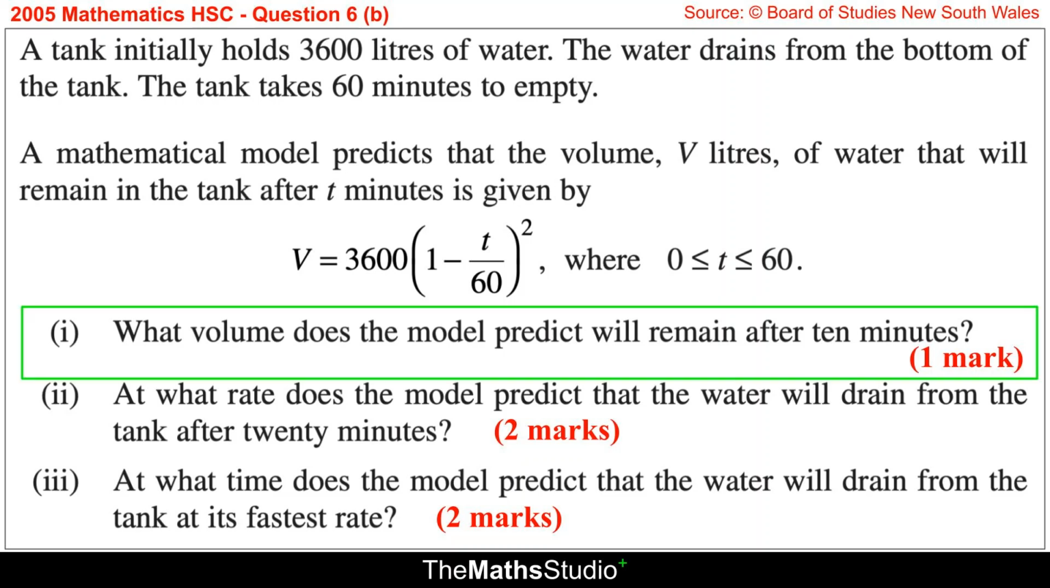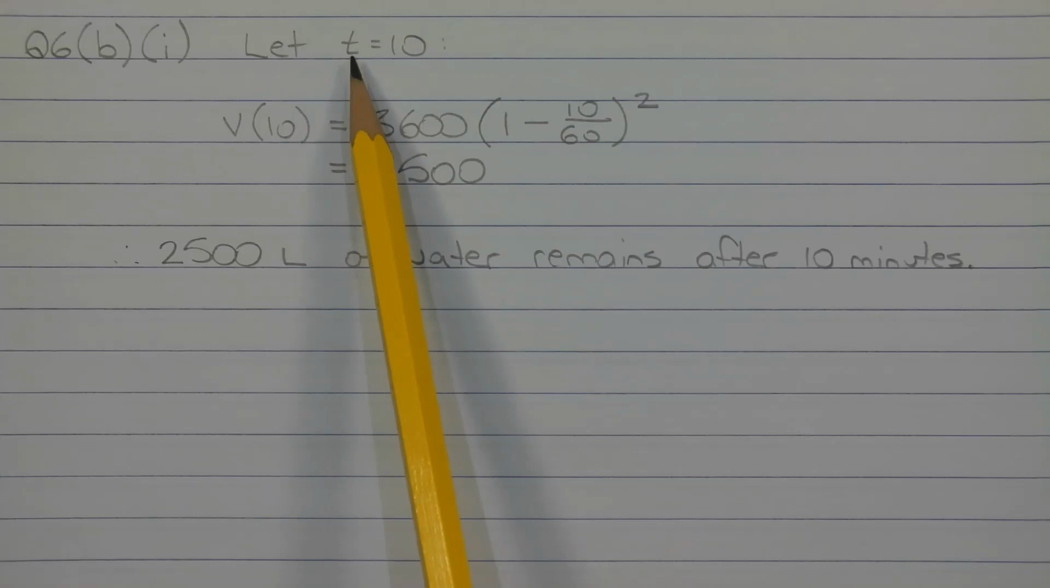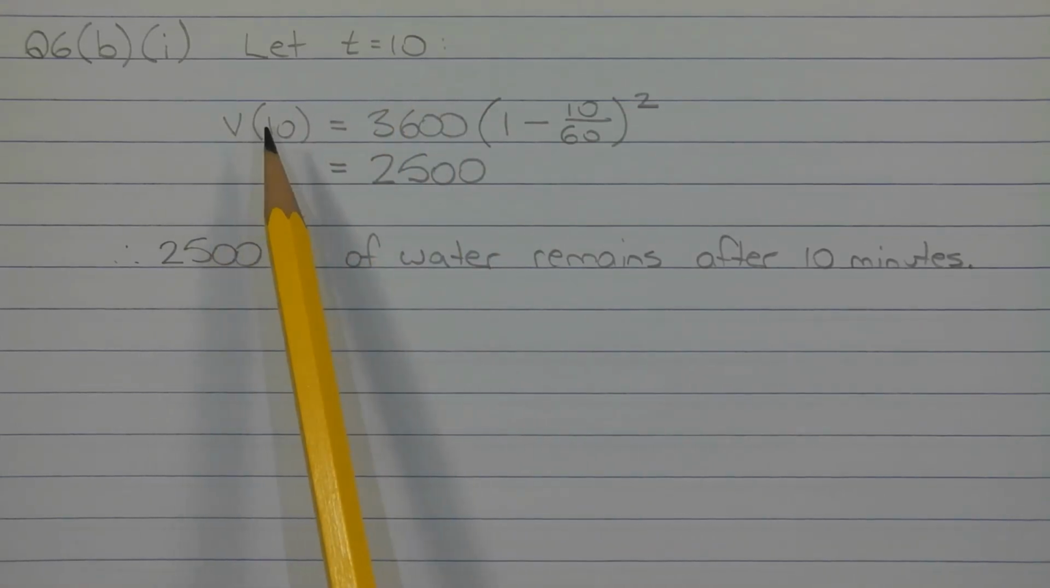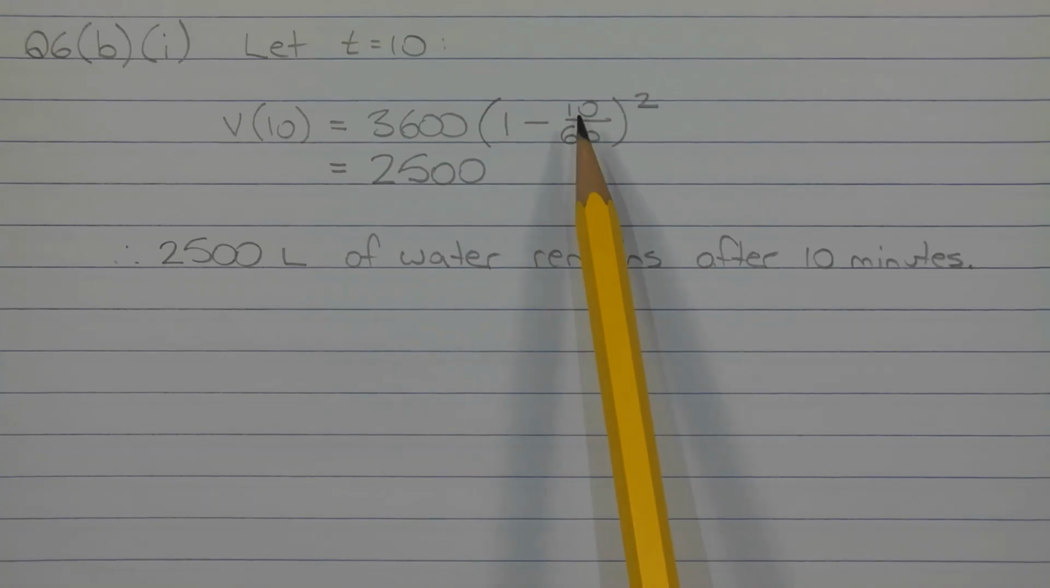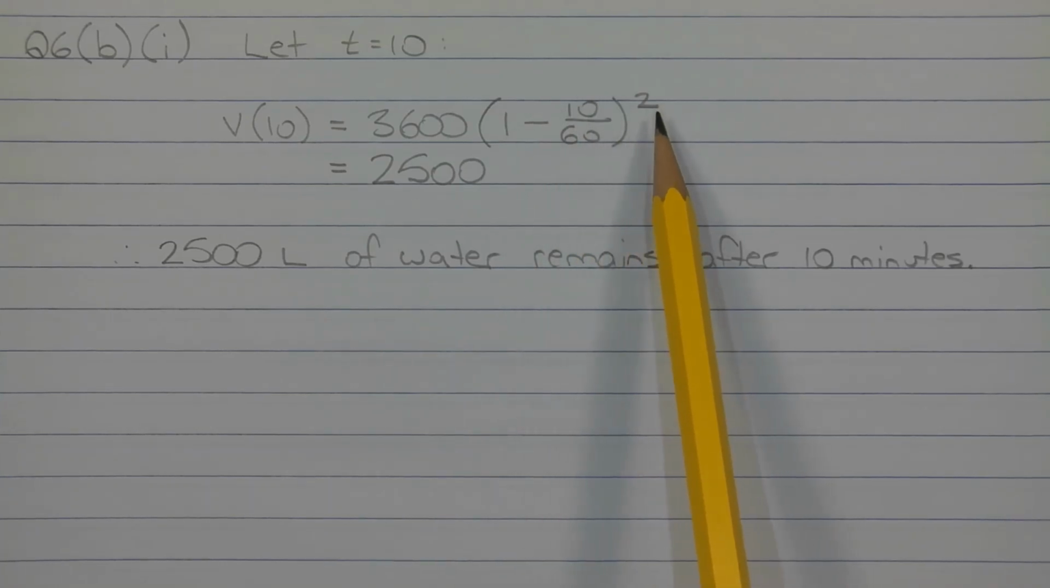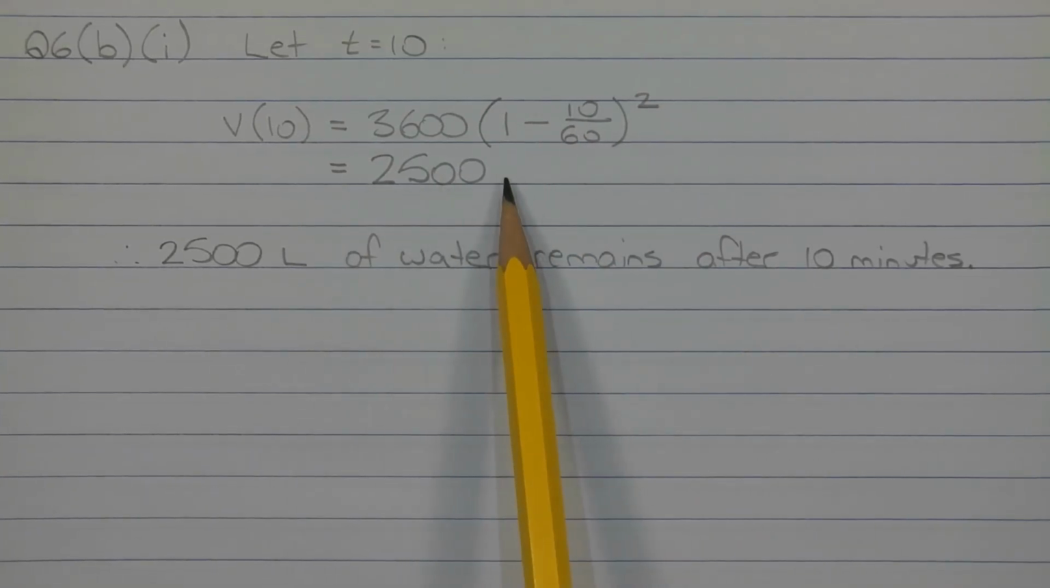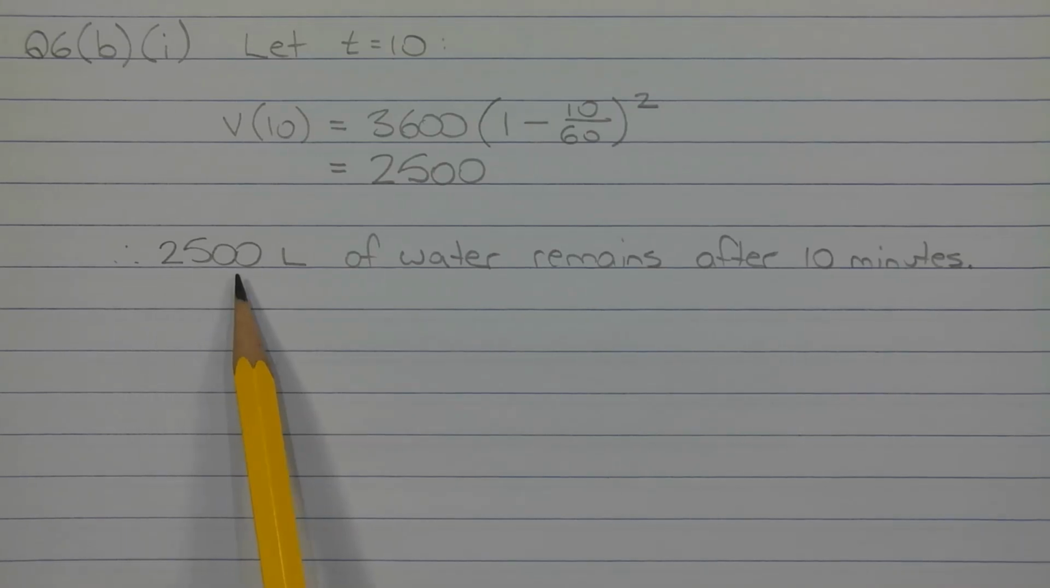Part 1. What volume does the model predict will remain after 10 minutes? Let T equal 10, so V of 10 is equal to 3,600 times (1 minus 10 over 60) to the power of 2, which equals 2,500. Therefore, 2,500 litres of water remains after 10 minutes.